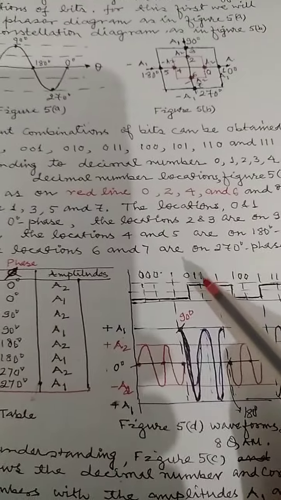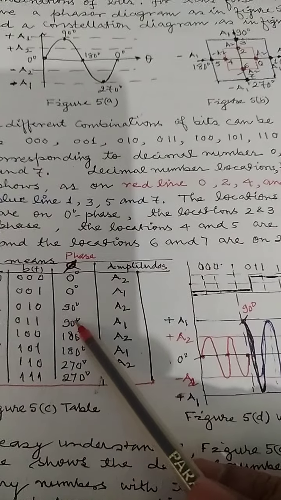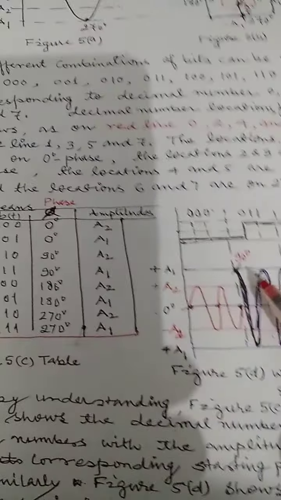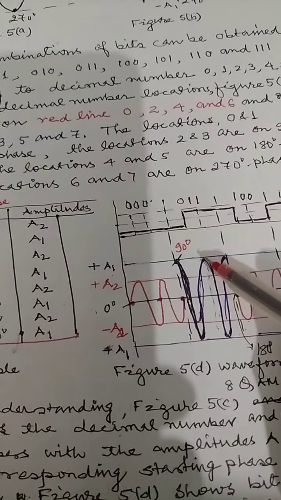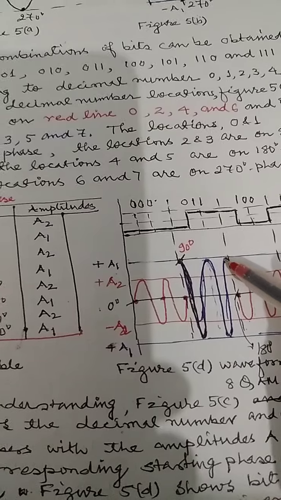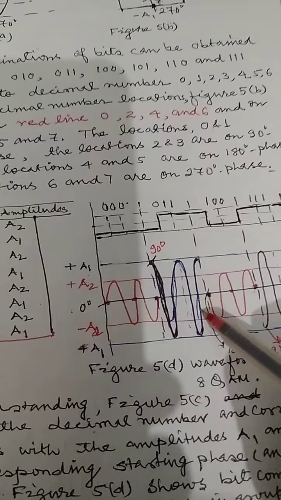Now take another combination, that is 011. It has started at 90 degree. Starting at 90 degree, it will take the cycle up to this place. This is one complete cycle, another complete cycle we have taken, and this is limited to plus and minus A1.